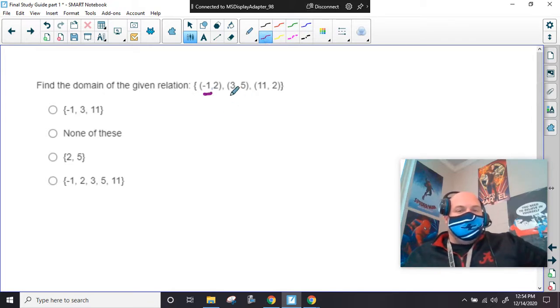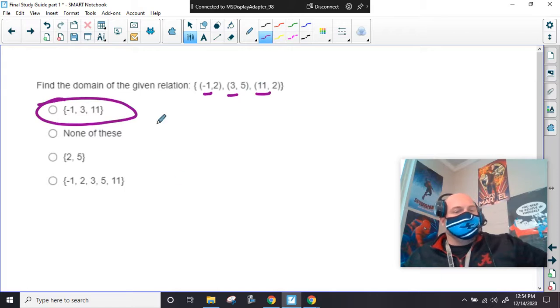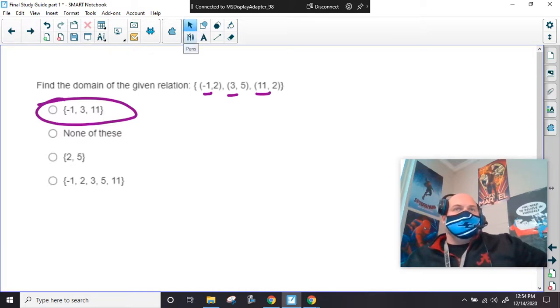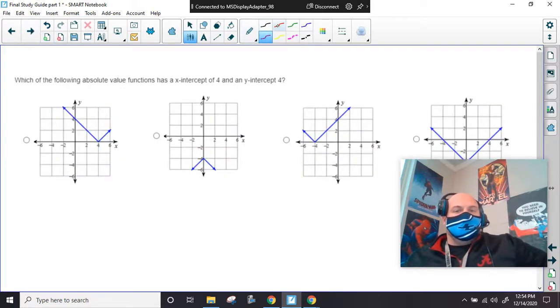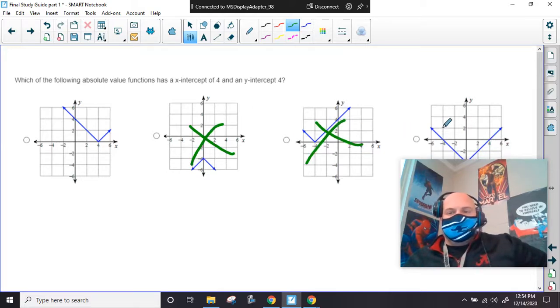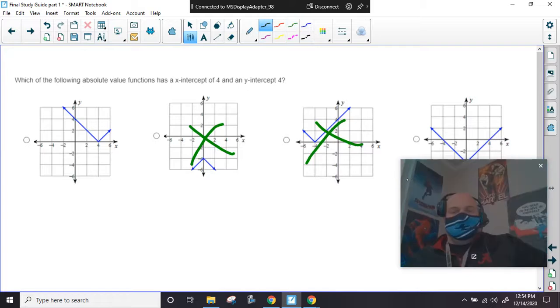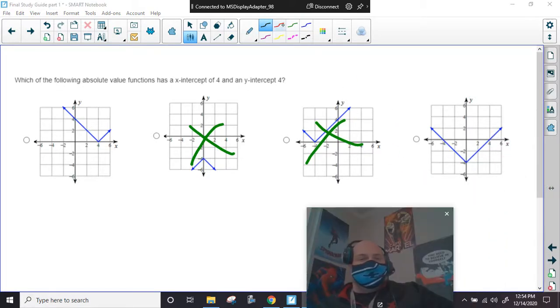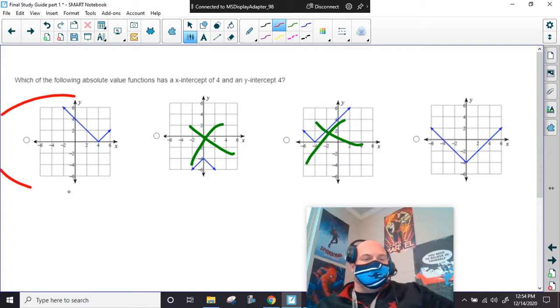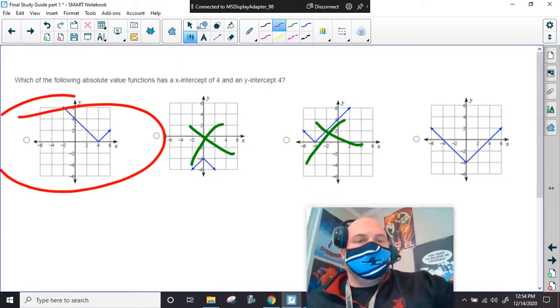All right. Domain, that's the X values. This one right here. All right. X-intercept of 4. So that one has an x-intercept of 4. This one doesn't. This one doesn't. This one does. Yeah, because right there. All right, and a y-intercept of 4. Well, there we go. Okay.